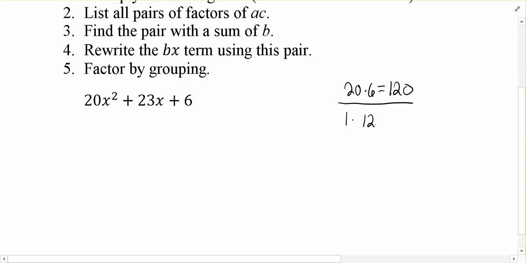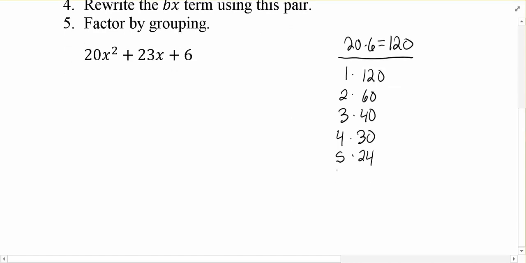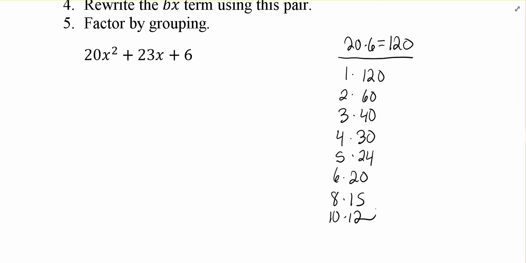So 1 times 120, 2 times 60, 3 times 40, 4 times 30, 5 times 24, 6 times 20, 7 doesn't work, 8 times 15, and 10 times 12. Now we don't need to keep going because if you notice the pattern that I'm going with, the next thing I'd see for my first number that would work would be 12. That would give us 12 times 10, and we've already accounted for that pair.